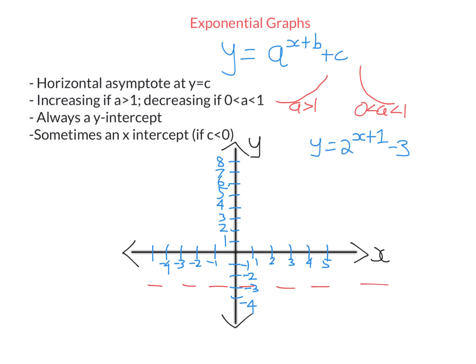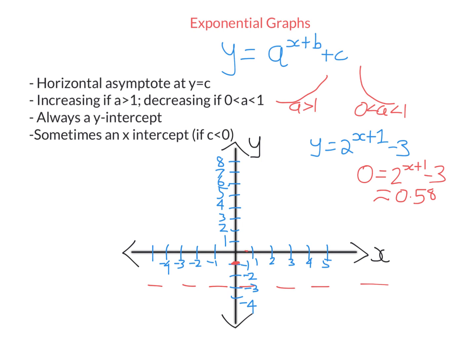So what would be the y-intercept? Well, if x equals 0, we get y equals 2 to the power of 1, which is 2, minus 3, that's minus 1. So it will go through there. What would be the x-intercept? This one will have an x-intercept. So that will occur if I have 0 equals 2 to the power of x plus 1 minus 3. So this equation won't give you a rational answer. You can use your graphics calculator to calculate the intercept for you. It's about 0.58. So it's around about here.